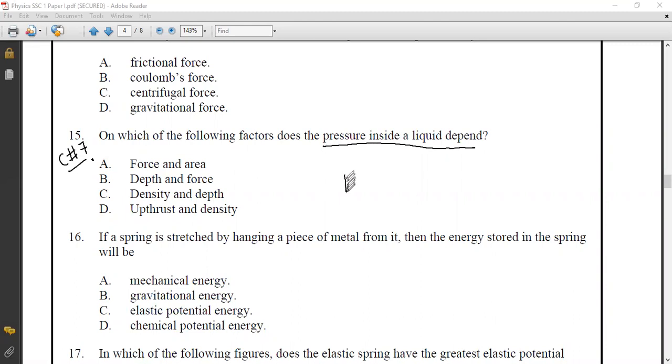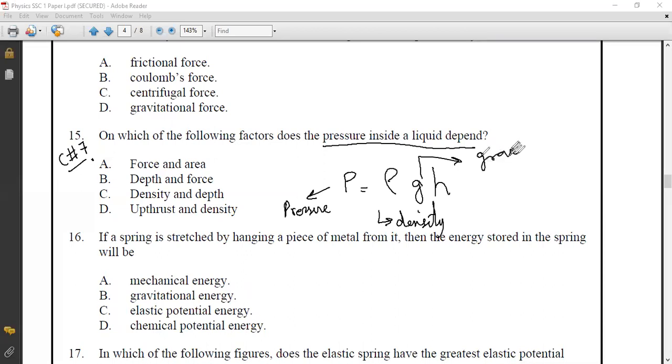So as we know that the formula for the pressure inside the liquid is P equals rho g h, where P is the pressure, rho is the density, g is the gravitational acceleration, while h is the depth under the liquid.